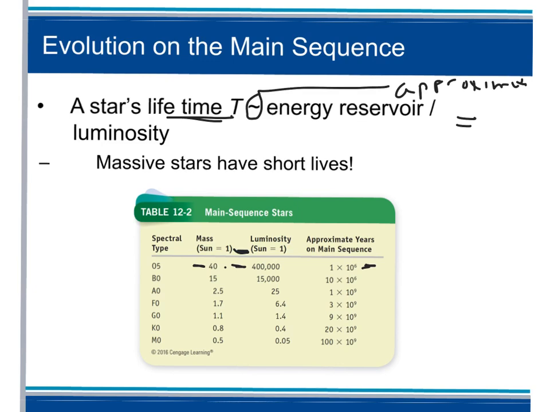10 to the 6 is smaller than 10 to the 9. So these are going to live a lot longer than this guy up here. And then they're not massive at all. So we see that here. We see a very massive star right here, and this one's closest to the sun. The sun equals 1, and this is just slightly bigger than the sun. So it's about how long the sun's going to live, 9 times 10 to the 9 years. So again, the key thing here is massive stars have short lives.